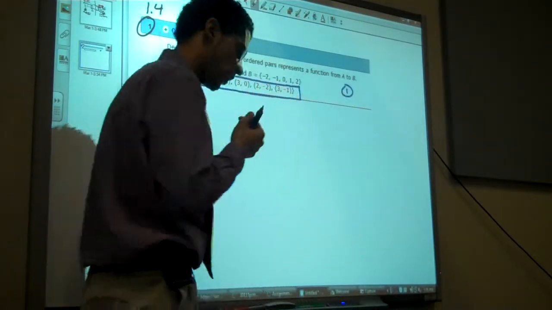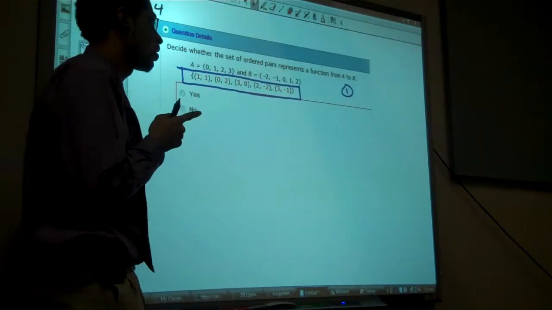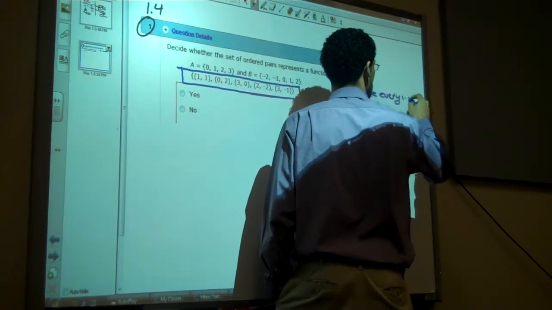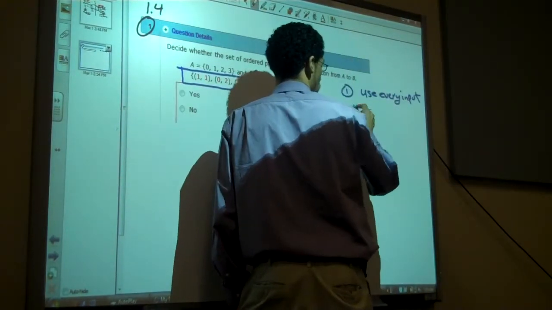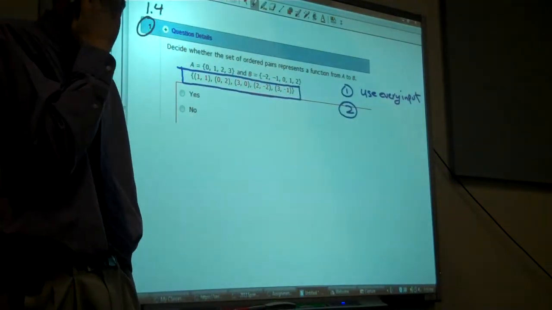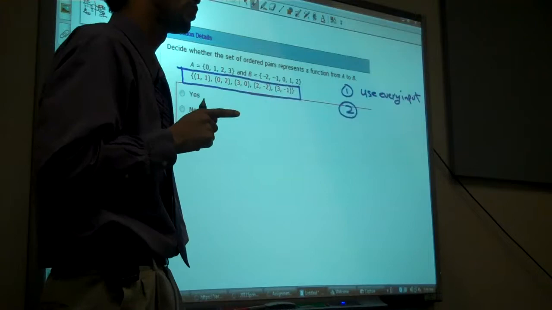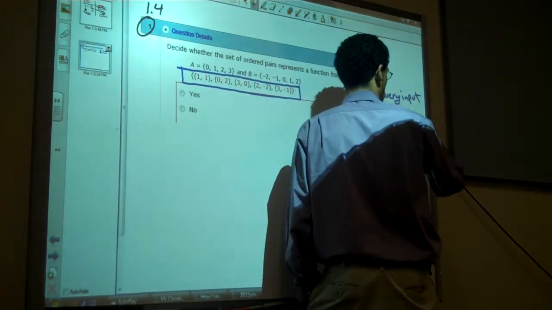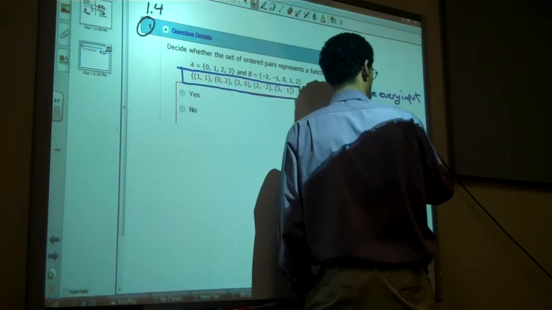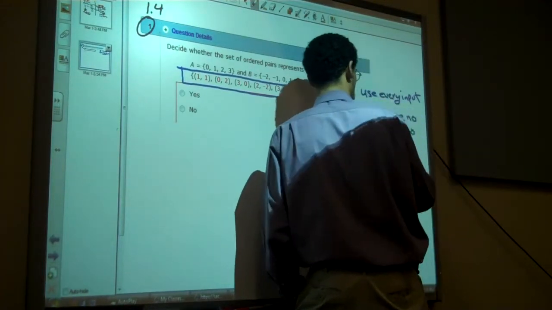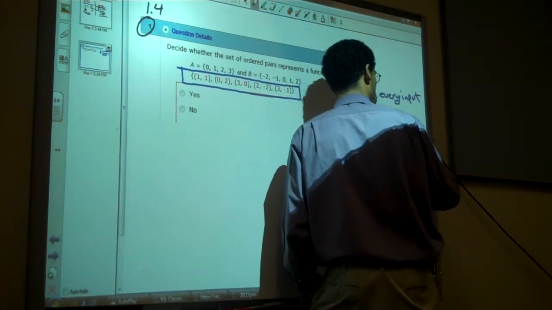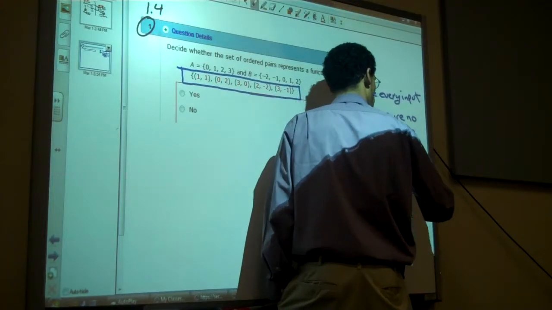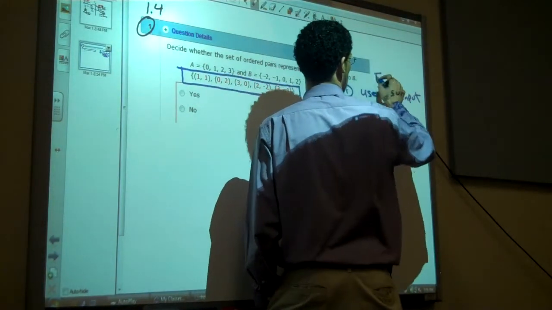Well, for it to be a function, first up, we need to make sure that we use every input. And then, when we use those inputs, we have to make sure that no input goes to two different outputs. Make sure no input goes to two different outputs. And if one and two are satisfied, then we can say it's a function.